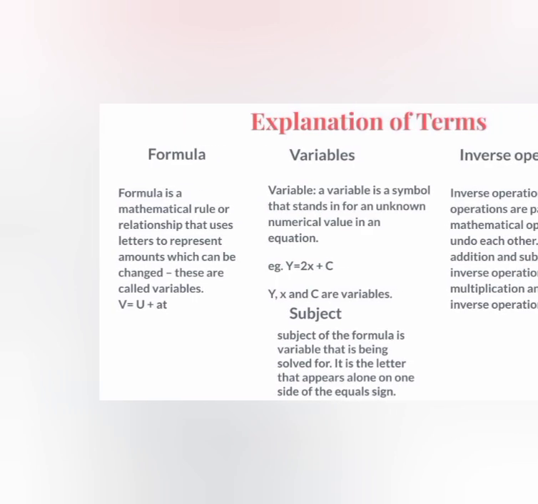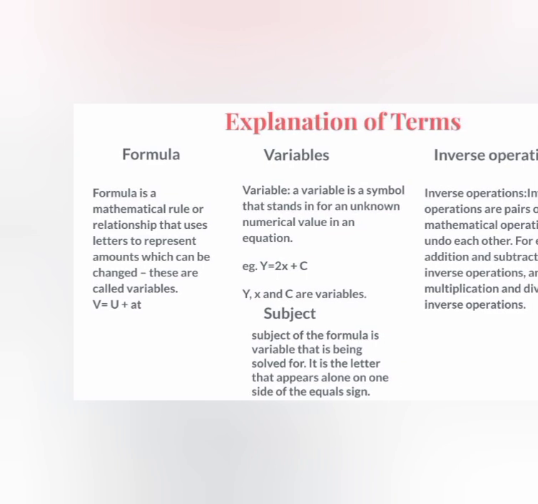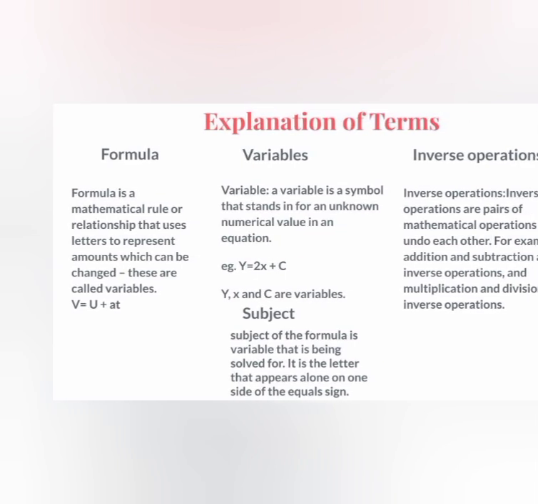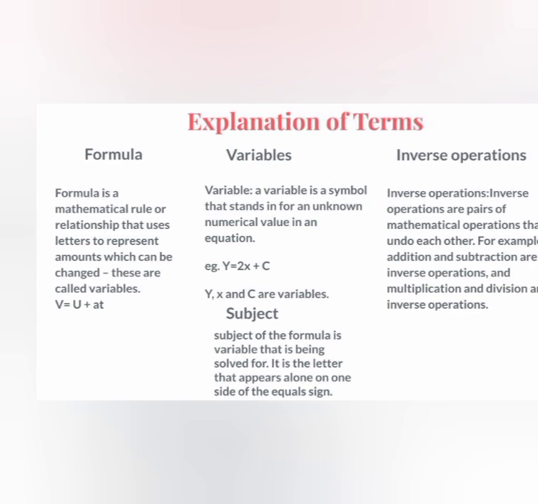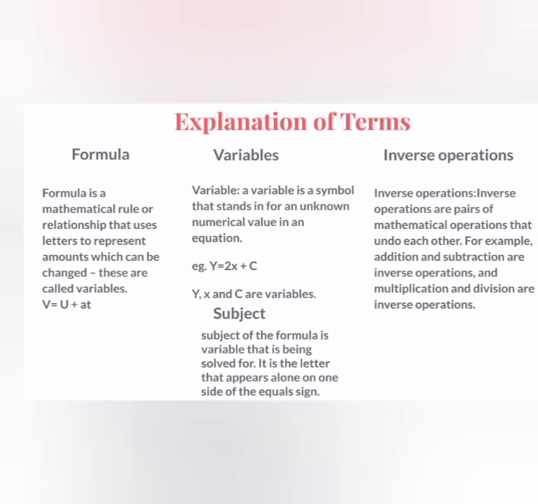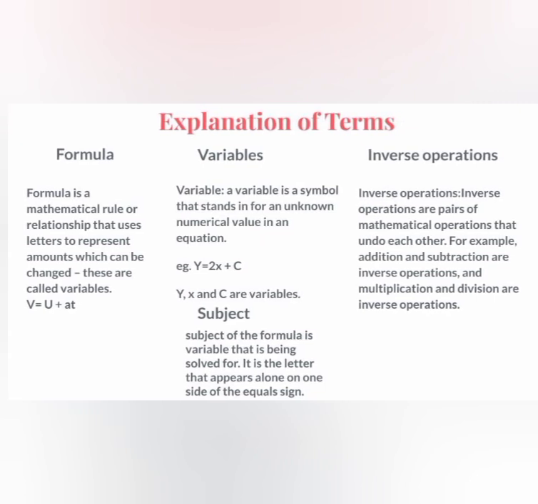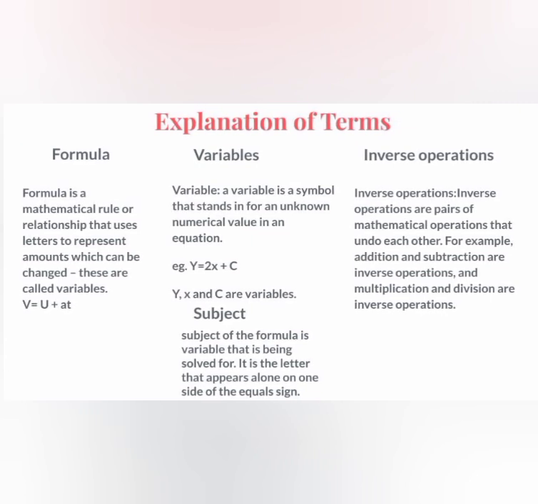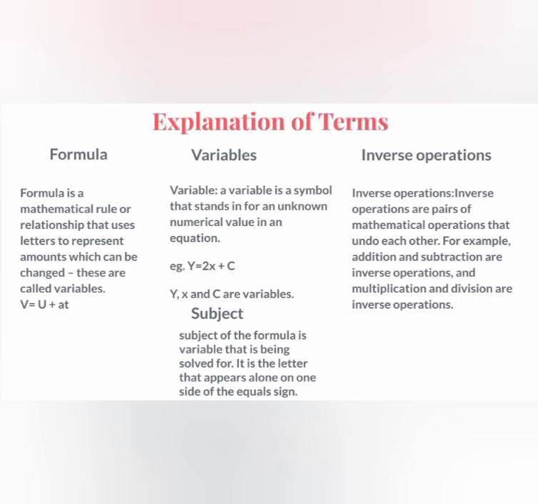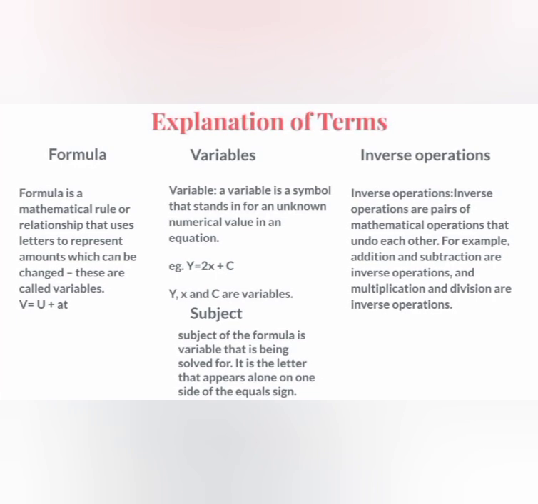A variable is a symbol that stands in for an unknown numerical value in an equation. Example, y equals 2x plus c. In that equation, y, x, and c are variables. The subject of the formula is the variable that is being solved for. It is the letter that appears alone on one side of the equal sign.